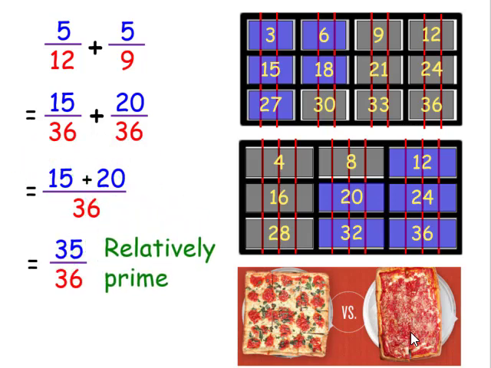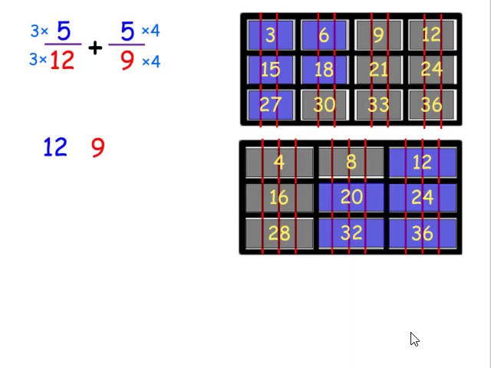These are relatively prime numbers, so we know we're in simplest form. But how did I know to multiply the first fraction by 3 top and bottom and the second fraction by 4? Well, this is what we were learning when we were trying to find the LCM. We're taking 12 and 9.